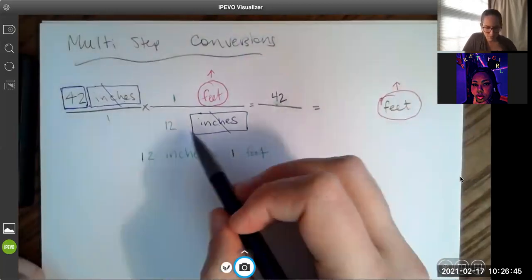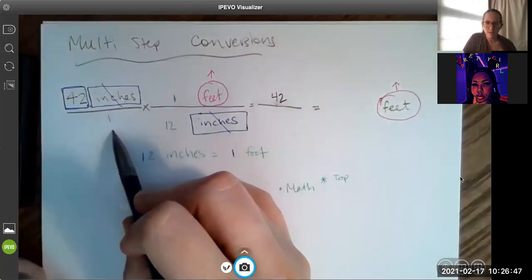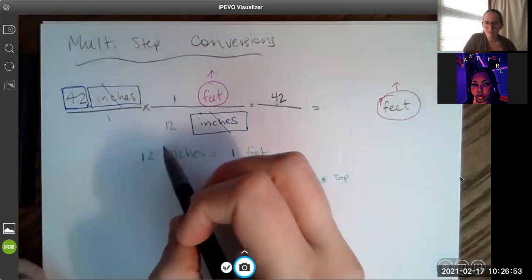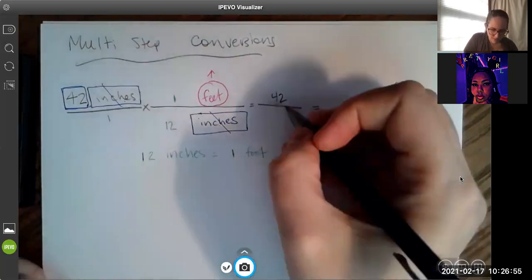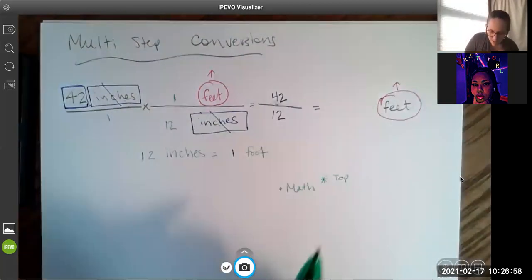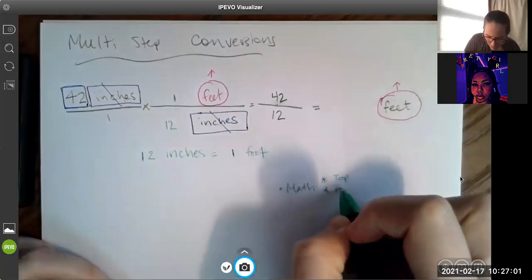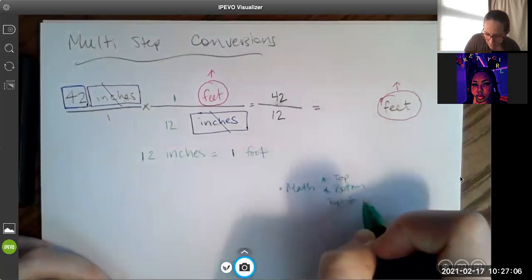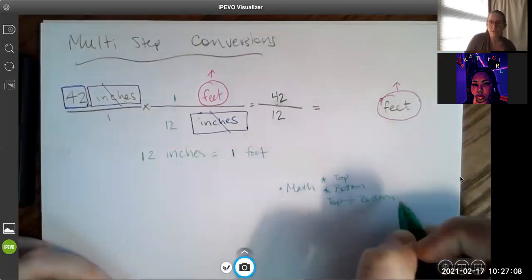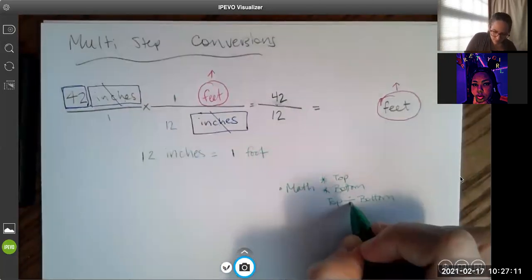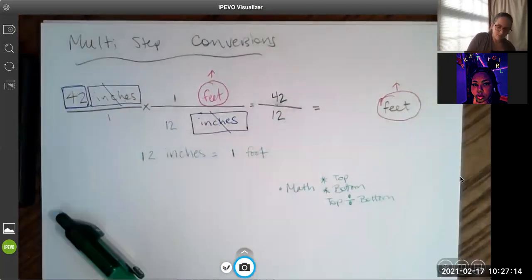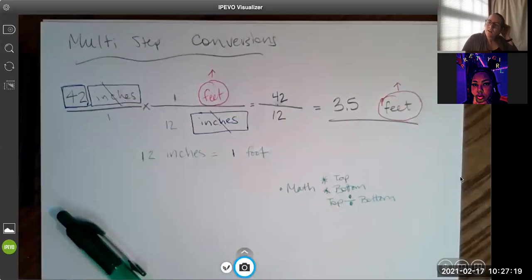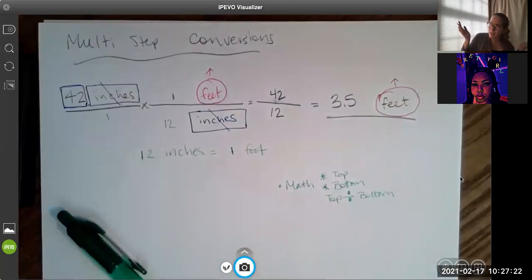And what is there on the bottom? 1. Yep, there's a 1. There's also a 12. Great. Multiply them times each other and you get, I got 12. There you go. Cool. So we multiplied the top, multiplied the bottom, did both of those. Now we're going to do the top divided by the bottom. Okay. I got 3.5. Sounds good. And what is the unit on that number? Feet. There you go. Got it.